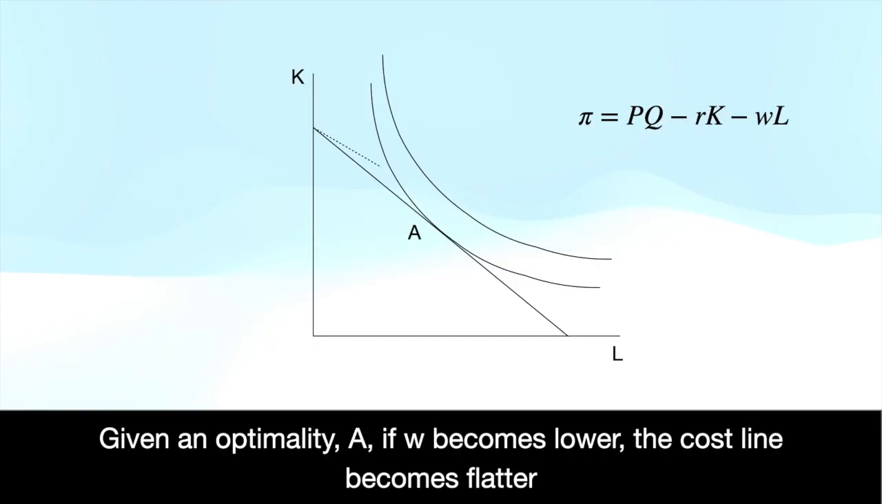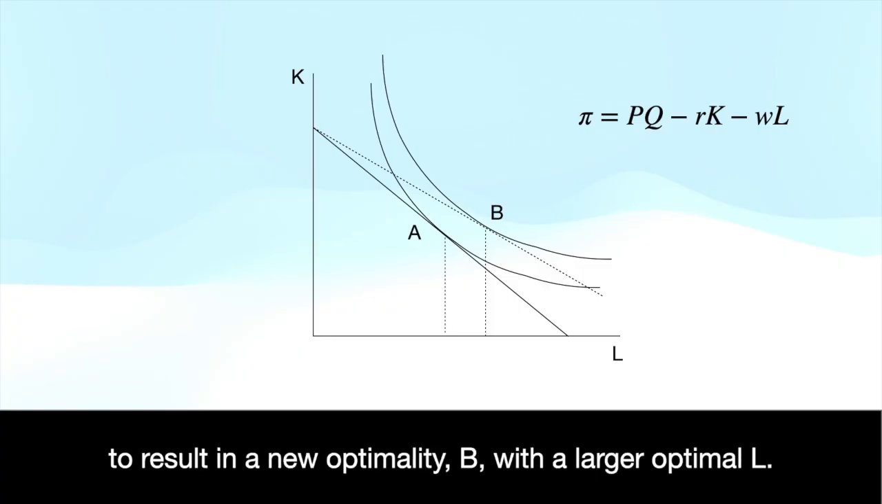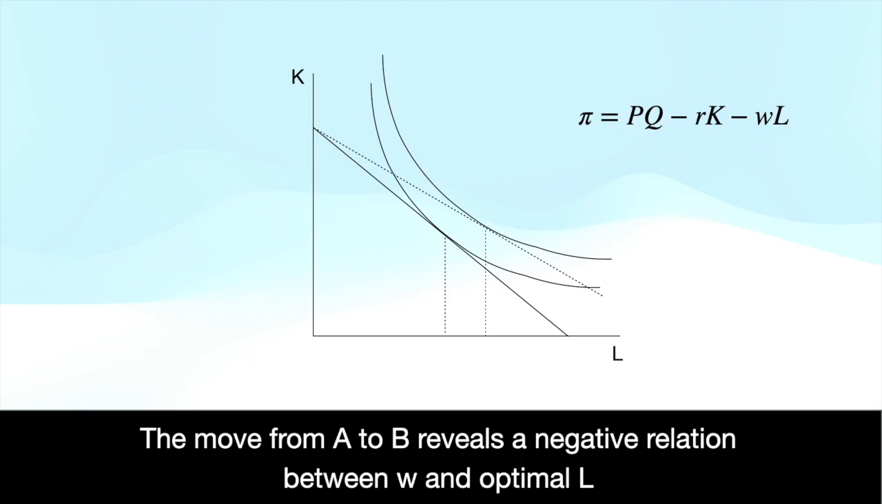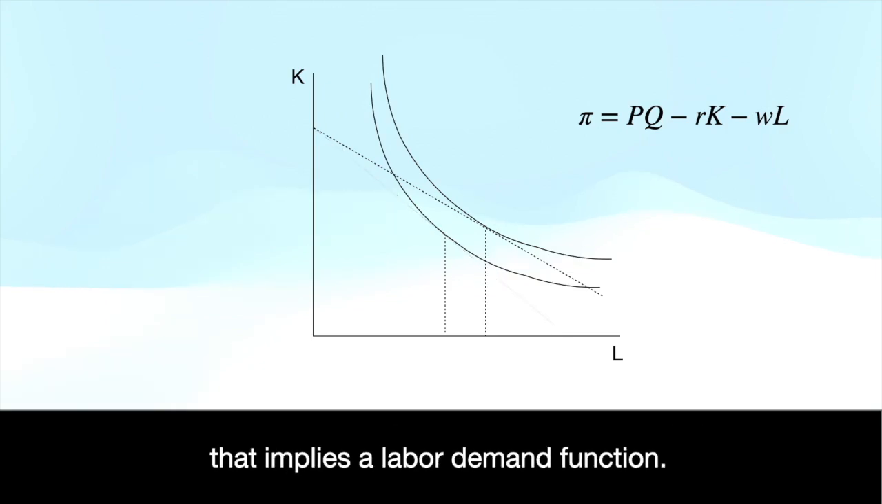Labor demand. Given an optimality, A, if W becomes lower, the cost line becomes flatter, to result in a new optimality, B, with a larger optimal L. The move from A to B reveals a negative relation between W and optimal L. That implies a labor demand function.